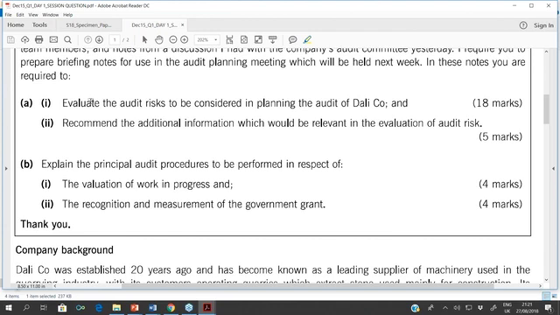in respect of the valuation of work in progress. One requirement is for additional information, and one requirement is for procedures. And there are marks allocated, and we have to write a briefing note. We have to write a briefing note, right? Okay, let's see how to go down structuring this answer properly and then start filling the answer.